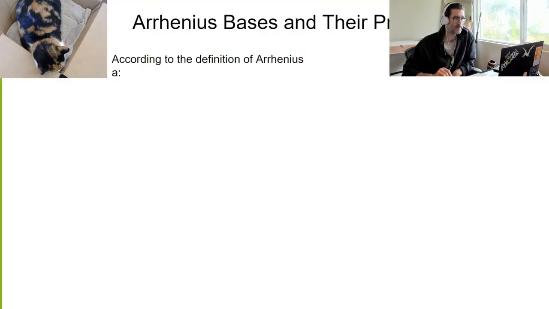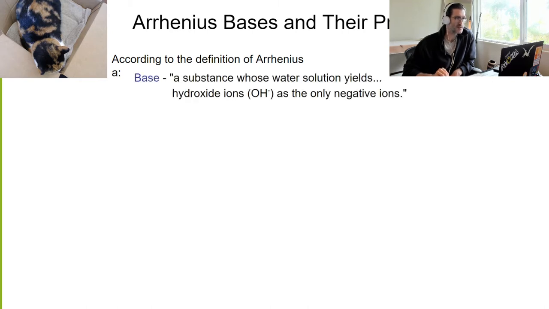Arrhenius bases and their properties. According to the definition, a base is a substance whose water solution yields hydroxide ions as the only negative ions. So an acid, according to Arrhenius, is a substance that yields only H plus or H3O plus as its positive ion, and a base is a substance whose water solution yields only hydroxide ions as its negative ions.